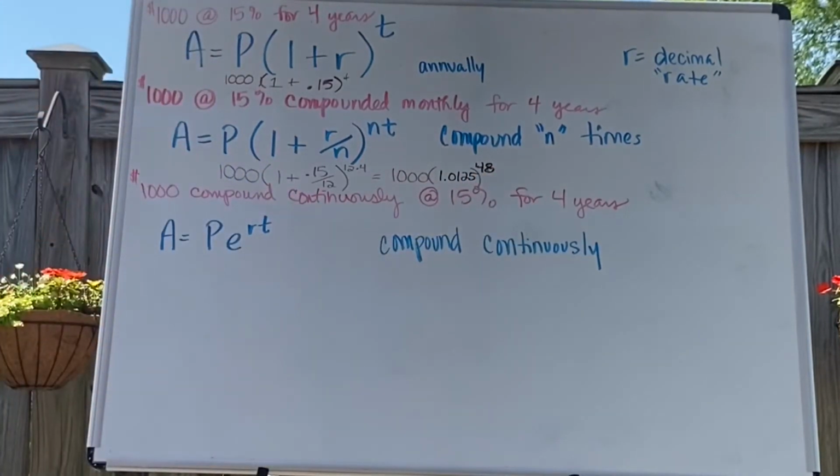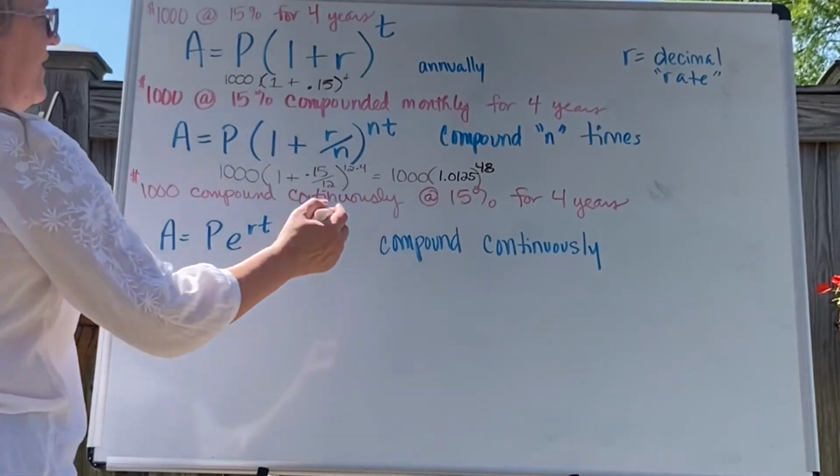So now I'm going to press in my calculator 1,000, open parentheses, 1.0125, close the parentheses, and then use that little arrow up key. It is 4 buttons down under the second. Raise that to the power of 48. And you should get $1,815.35.